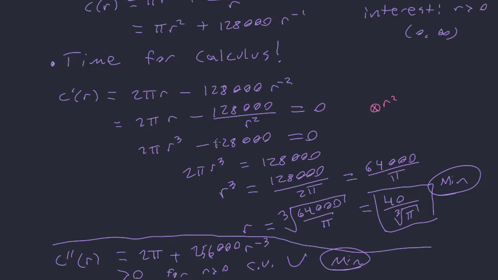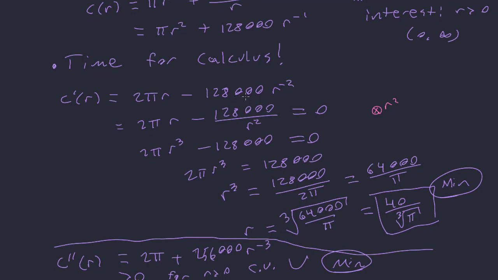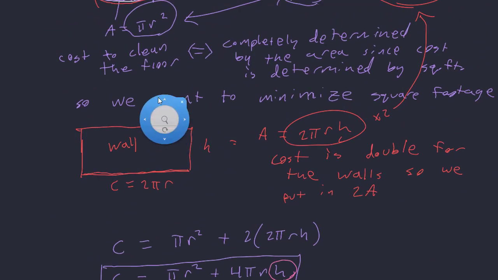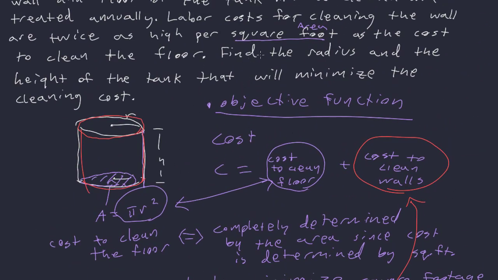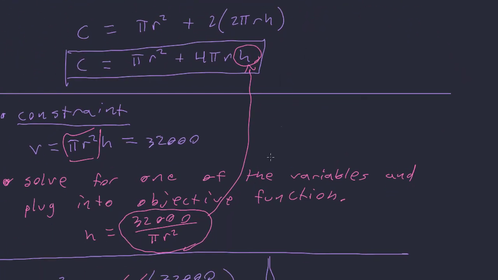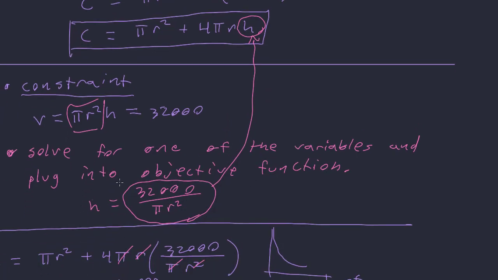Although, if you want to check your work, this is the way to do it, okay? So, we've found r, but this problem, if we go all the way back up, is asking us to find the radius and the height of the tank that will minimize the cleaning cost. So, we found the radius. We just need to go back to our constraint to find h. So we will plug this in.